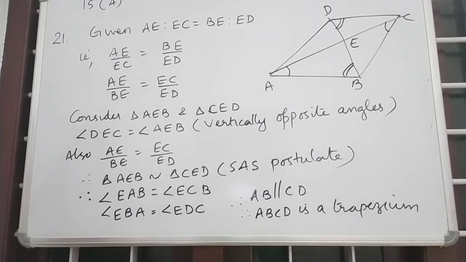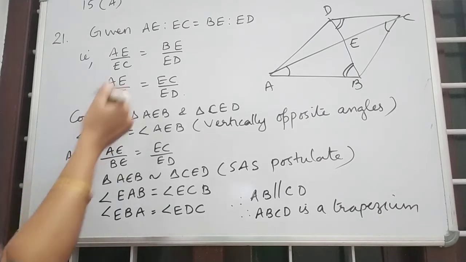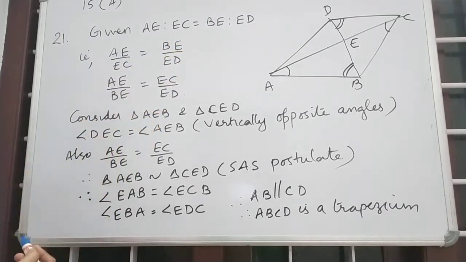In quadrilateral ABCD, diagonals AC and BD intersect at point E such that AE is to EC is equal to BE is to ED. Show that ABCD is a trapezium. Given AE is to EC is equal to BE is to ED. So we can write in fraction form AE divided by EC is equal to BE divided by ED.